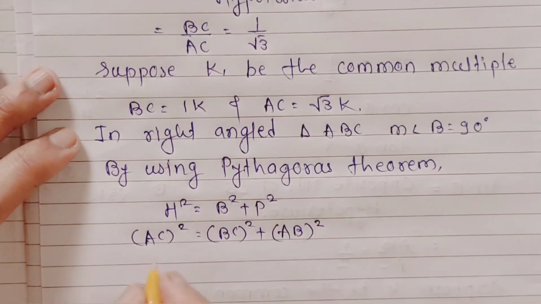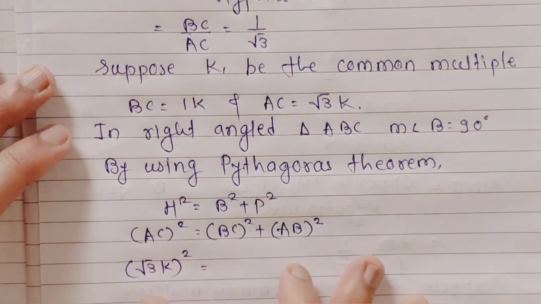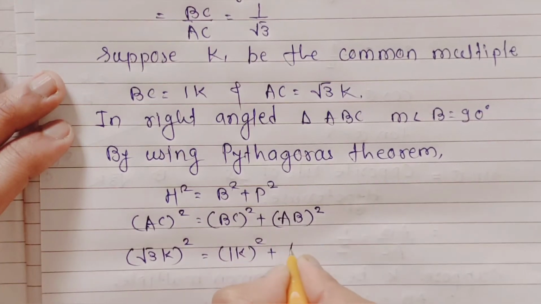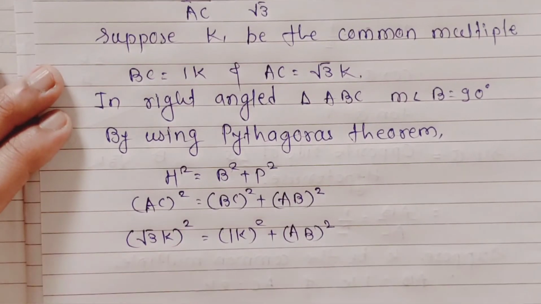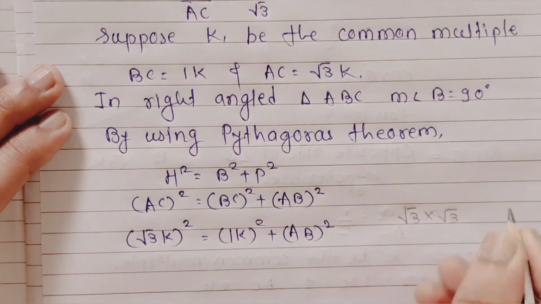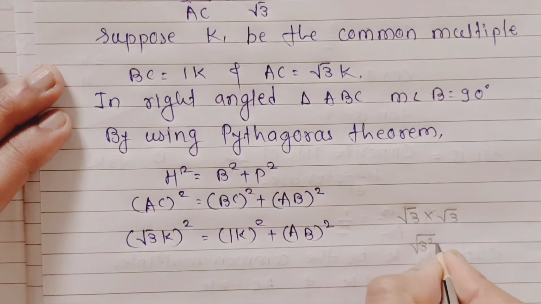AC square, that means (root 3K) whole square, is equal to BC square, that means (1K) whole square, plus AB square as it is. So root 3 square. See here, root 3 square, that means root 3 into root 3. Is it clear? So root 3 into root 3, that means root 3 square. So the square and square root cancel. Answer is 3. Is it clear?